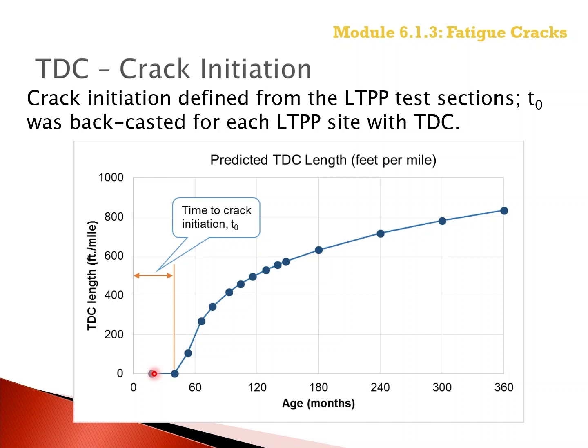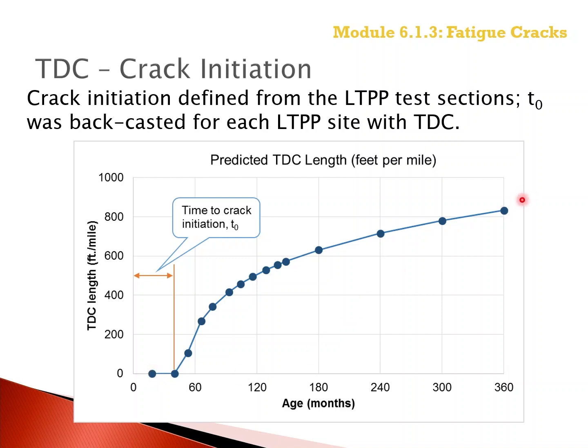An example of this backcasting procedure is illustrated on this slide. The procedure used the longitudinal cracks to begin with because they are the first type of load-related cracking to be measured on the surface. The overall mathematical form for top-down fatigue cracks was then used to backcast the time to crack initiation, defined as T sub naught.